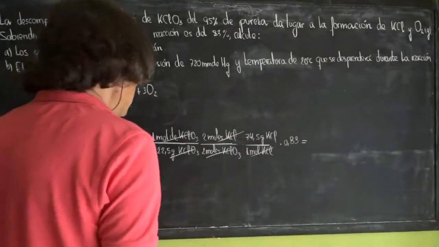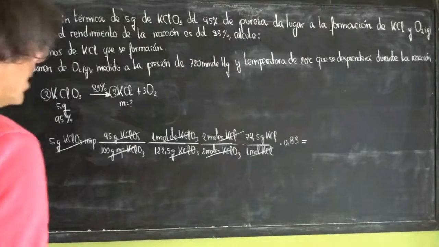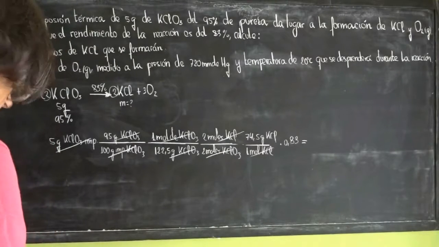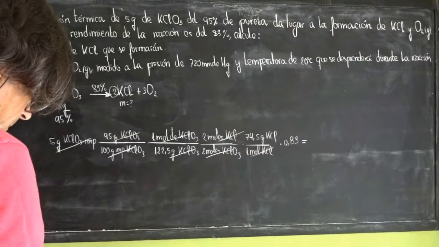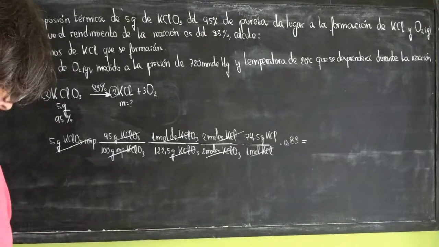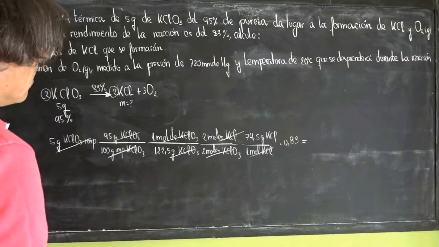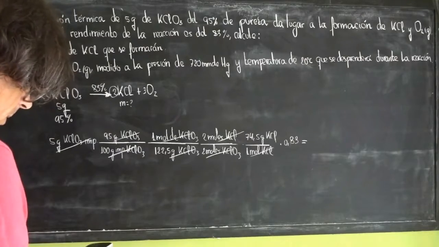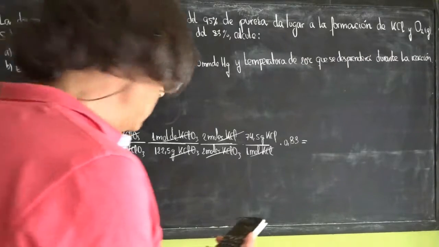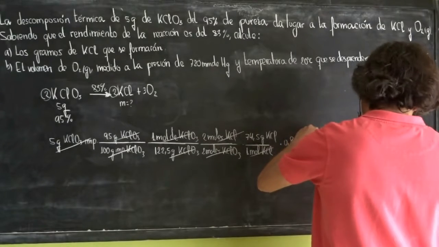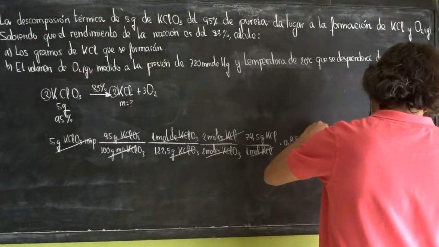Then we continue the calculation. Since the yield is 83%, we multiply by 0.83, which corresponds to 100%. Let's make the calculation. According to the calculation from this equation, the final value corresponds to 2.397 grams of KCl, as required by item A.